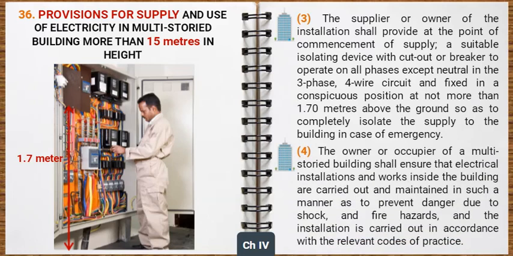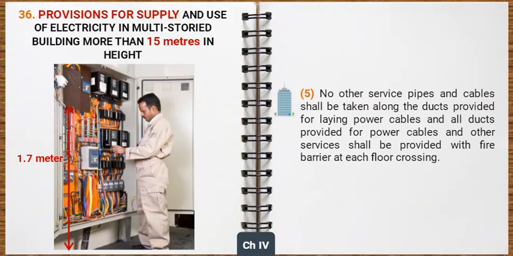The owner or occupier of a multi-storied building shall ensure that electrical installations and works inside the building are carried out and maintained in such a manner as to prevent danger due to shock and fire hazards, and the installation is carried out in accordance with the relevant codes of practice. No other service pipes and cables shall be taken along the ducts provided for laying power cables, and all ducts provided for power cables and other services shall be provided with fire barrier at each floor crossing.